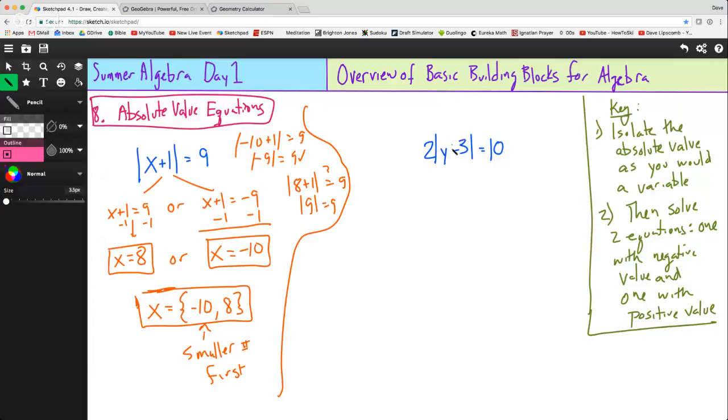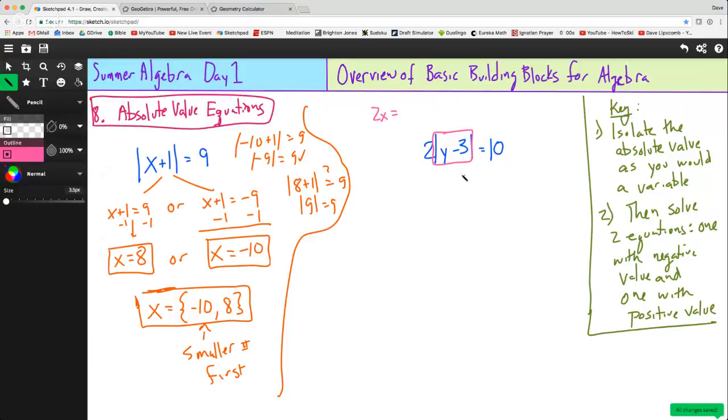Okay, so over here, we have to use step 1. Over here, we had already solved for the absolute value. But over here, the absolute value isn't solved for. So let's treat this thing as a variable and isolate it on the left. So pretend if this was 2x equals 10, what would we do? Well, we'd divide both sides by 2, and we'd get x equals 5.